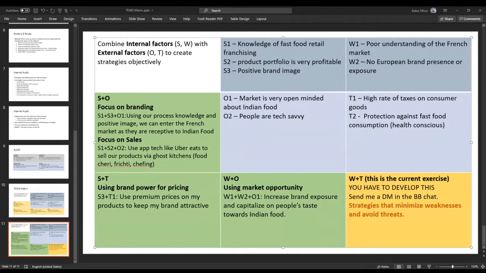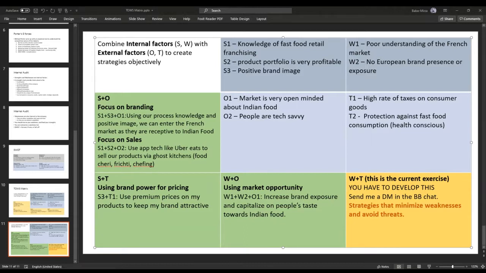Anyways, the first strategy, when I was developing it, I combined these elements. Opportunity number 1 and strength 1 and 3. Strength 1 was knowledge of fast food retail franchising and a positive brand image, combined with a market which is open-minded about Indian food. So I elucidated my point saying using our process knowledge and positive image, we can enter the French market as they're receptive to Indian food, and I call this focus on branding. That's my strategic option. Make sense?